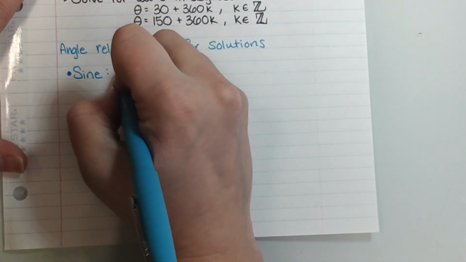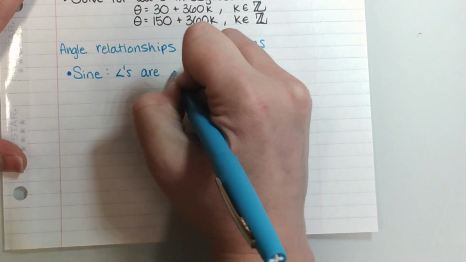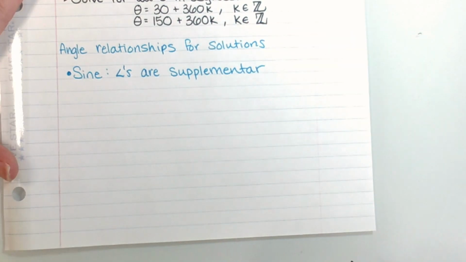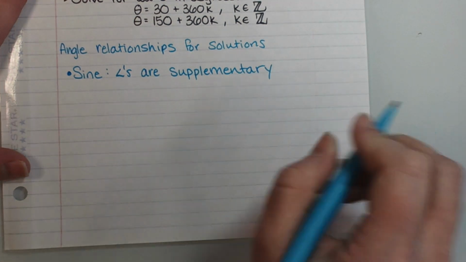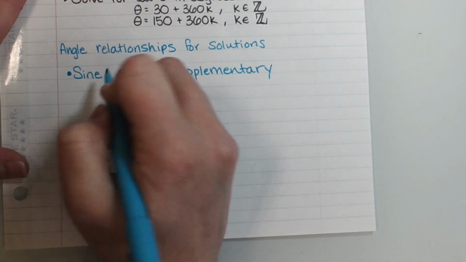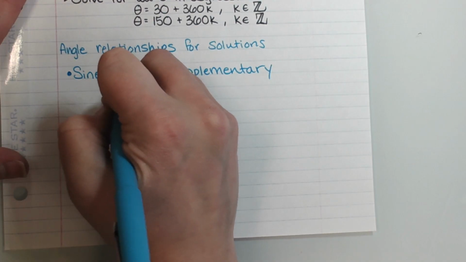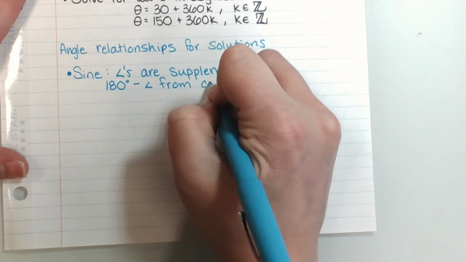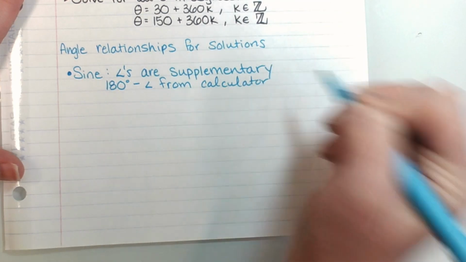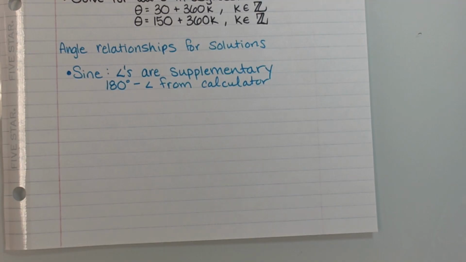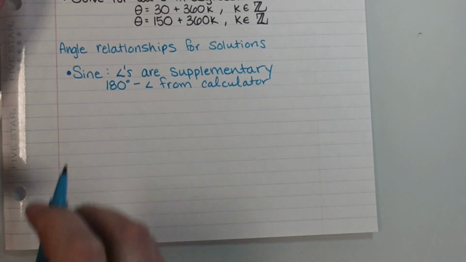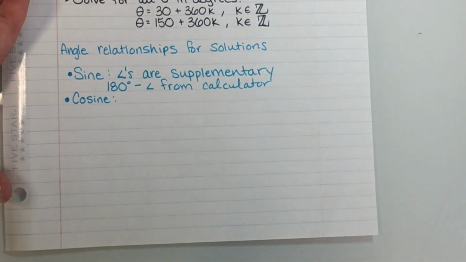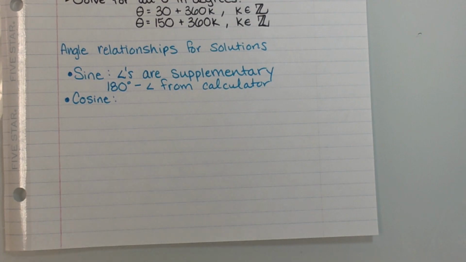So, if you want to work with sine, 180 degrees minus the angle from the calculator will get you the second angle, assuming it's in degrees. Cosine angles are different. Cosine relationship between angles.